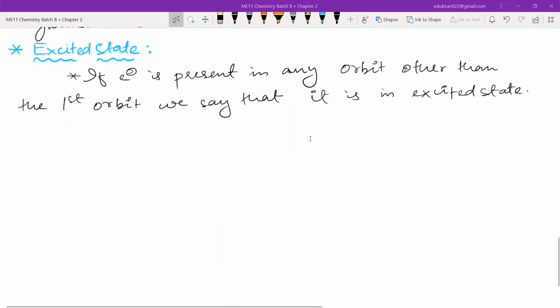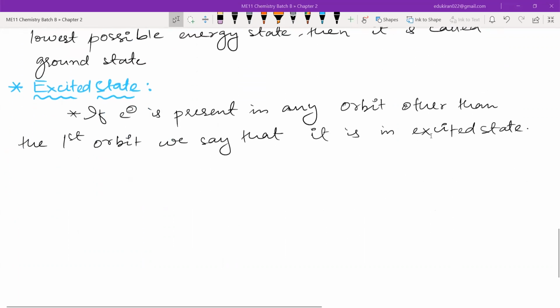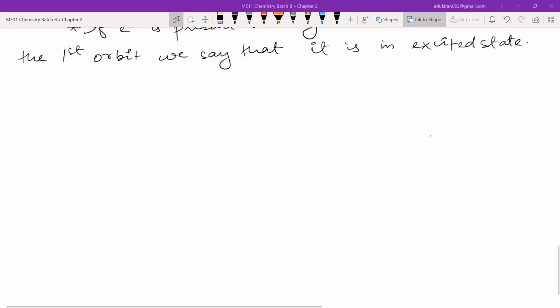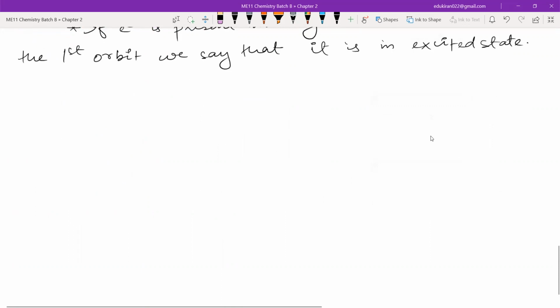Sorry, I forgot that you don't have to write. Okay, there is a ground state and an excited state. So now let me make some energy levels for the hydrogen.